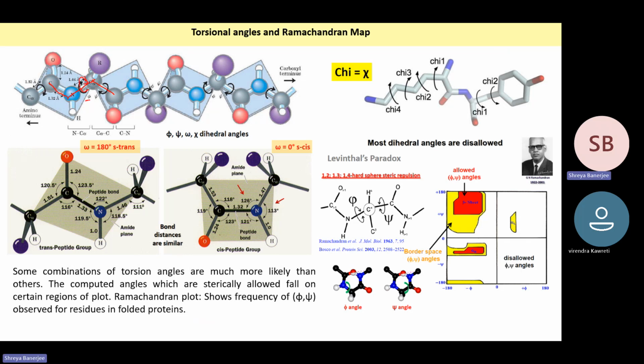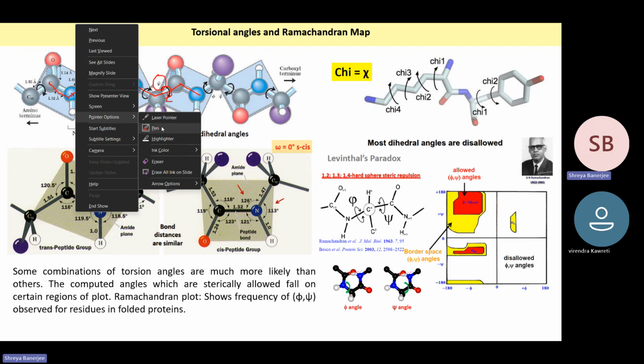is called phi. And if you start from nitrogen, let me just start from this nitrogen, again to C alpha, then to the carbonyl carbon, to the next nitrogen. This rotation is called psi. So these are dihedral angles that are important and have specific values in different secondary structures.